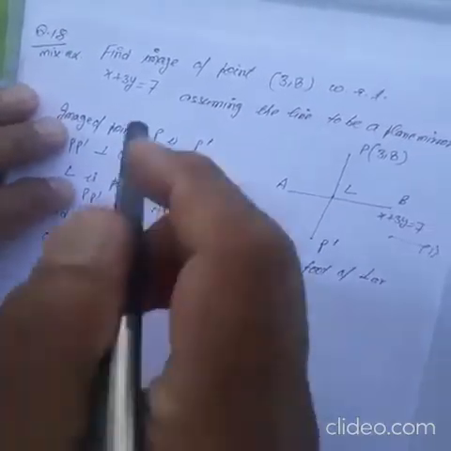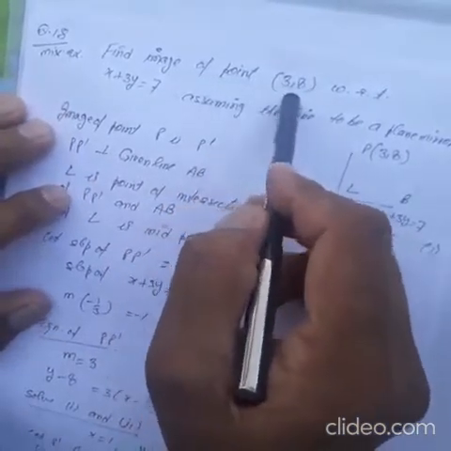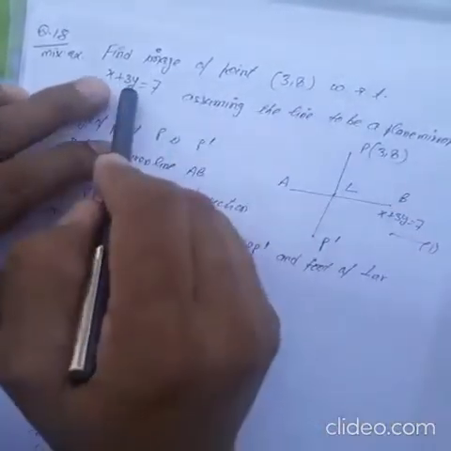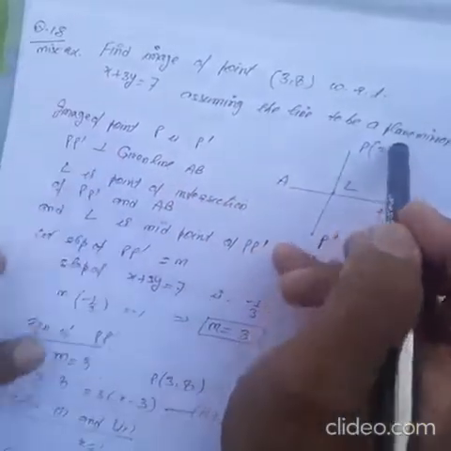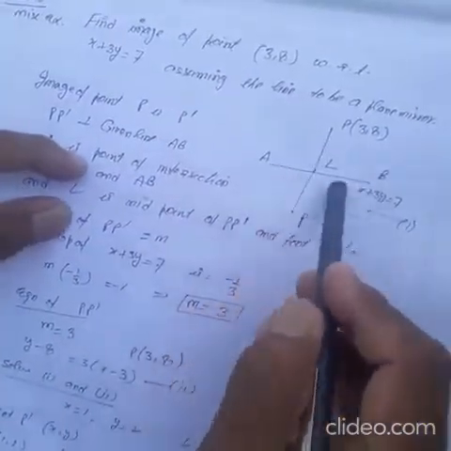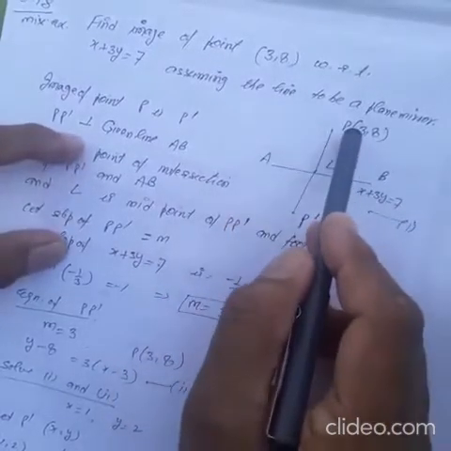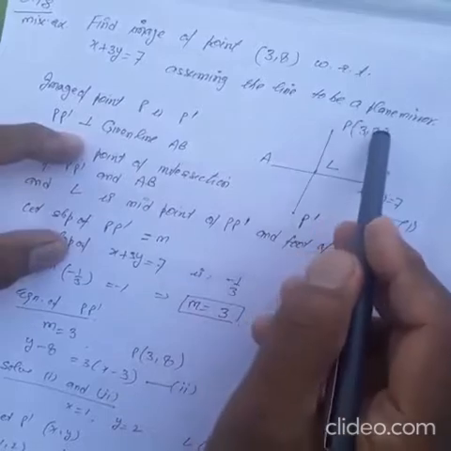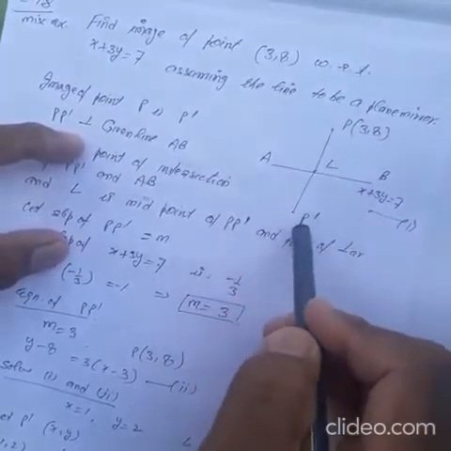In this, the question is: find the image of the point (3, 8) with respect to this line, assuming the line to be a plane mirror. This is the line given to us, whose equation is x + 3y = 7. This is point P. We want to find the image of point P. The image of point P will be P'.